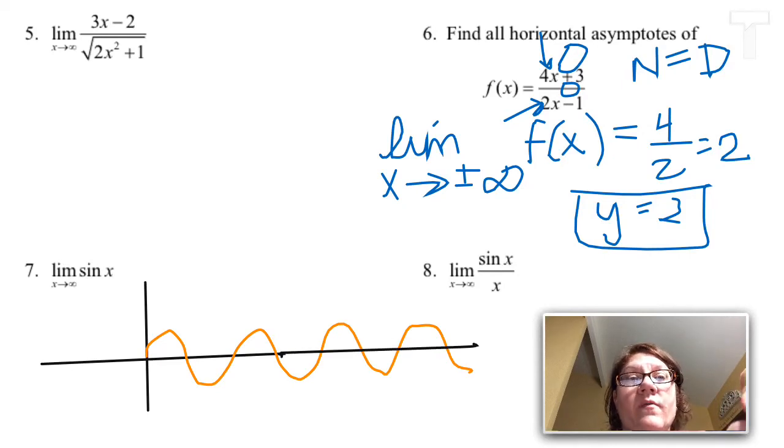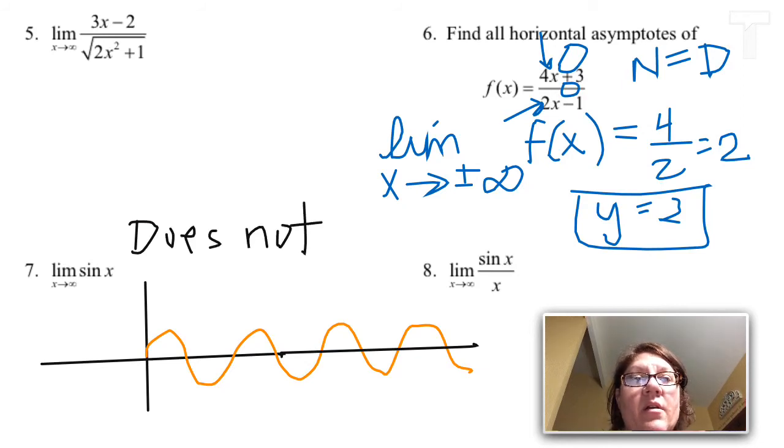So as x goes to infinity, this does not exist because all it does is oscillate. Crazy sine graph can't make up his mind.